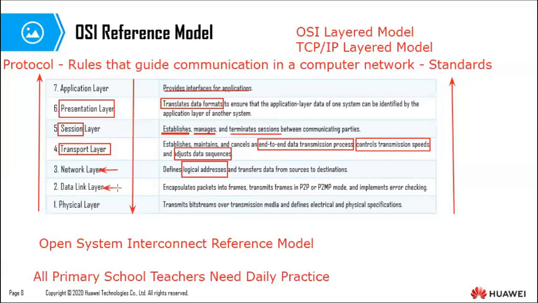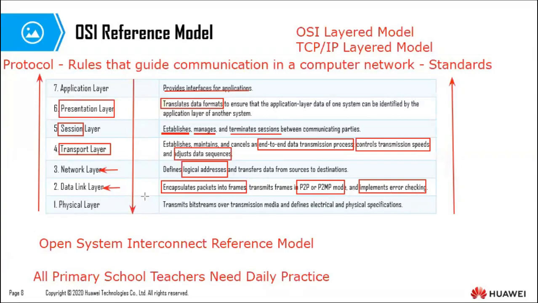Then at the data link layer, we have the physical addressing. It encapsulates packets into frames. It transmits frames in P2P, point-to-point, or point-to-multi-point mode. It also implements error checking, so we can implement error checking at the data link layer. We're going to look into that.